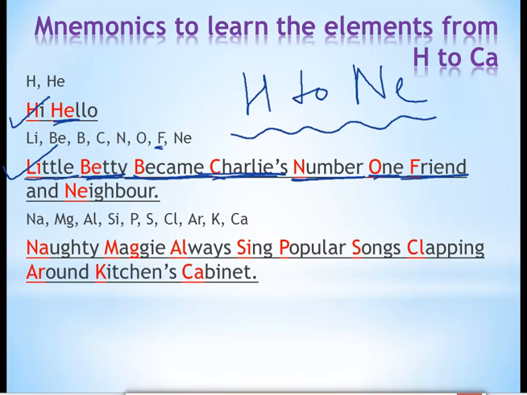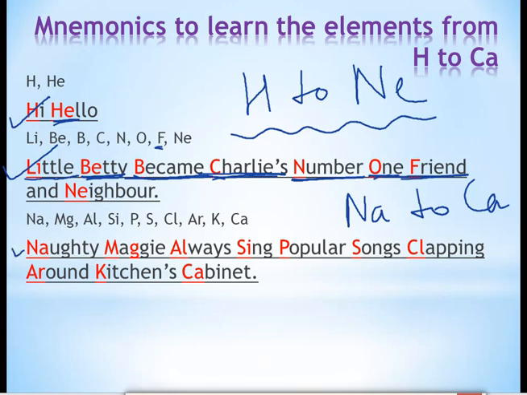Now let's learn the mnemonic from element sodium to calcium. For that you have to remember Maggie. You all know Maggie, right? And I think you all also know how to prepare Maggie. It's a 2 minute noodle, so you can easily make it in the kitchen. So you have to relate Maggie and kitchen with each other. Now for that we will remember this mnemonic.